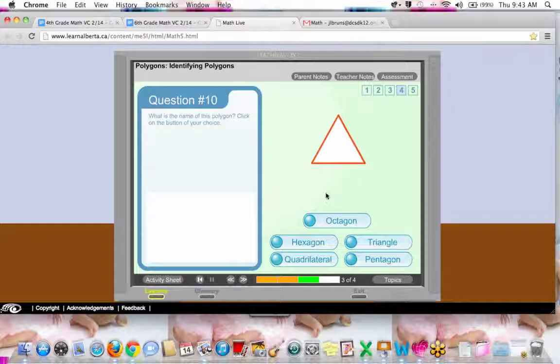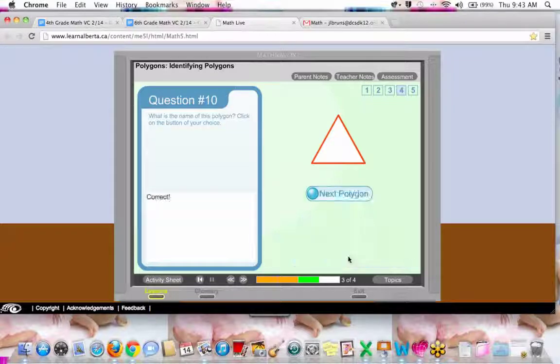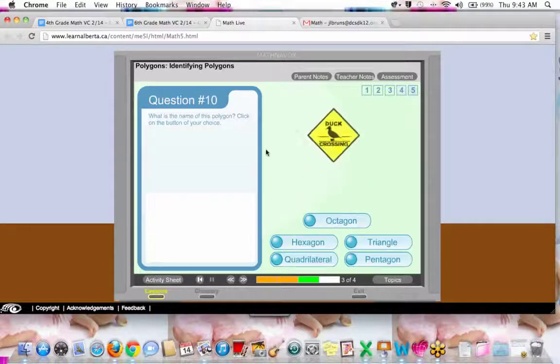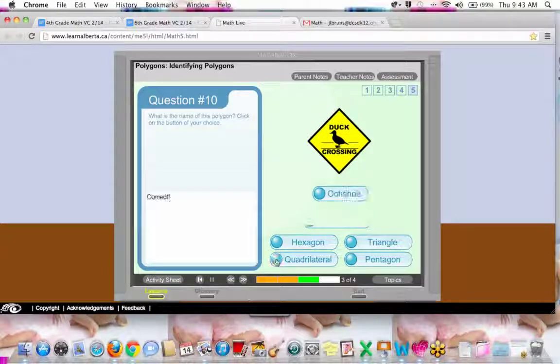Okay. Oh my goodness. I'm not going to even waste your time on that one. If you don't know that's a triangle, then all right. Okay, now what about this one? It doesn't matter what the sign says. We're looking at how many angles and how many sides. What do you think, Dakota? Quad. Yes, it's a quadrilateral because quad means 4. Very good.